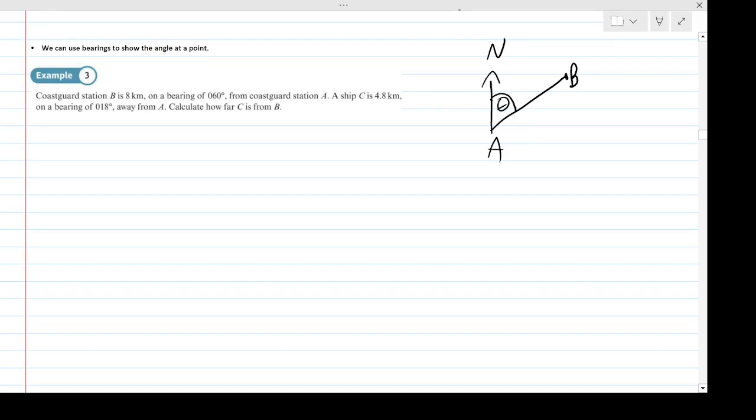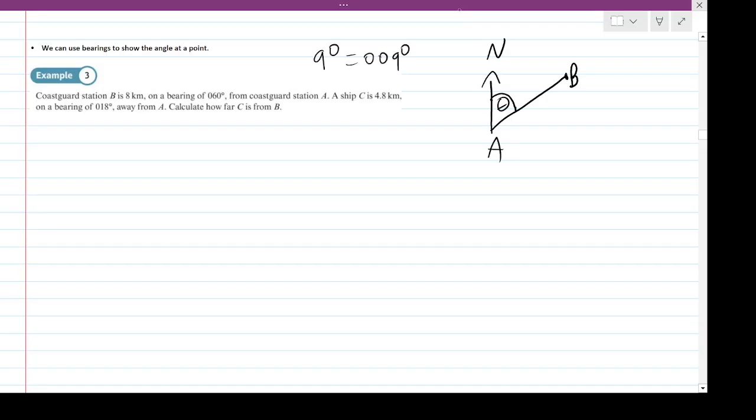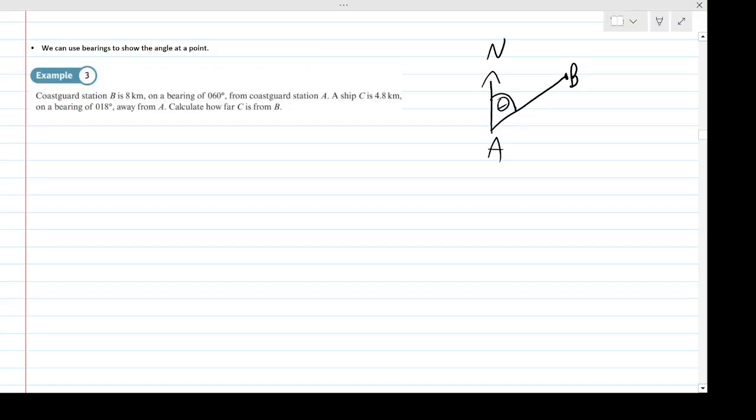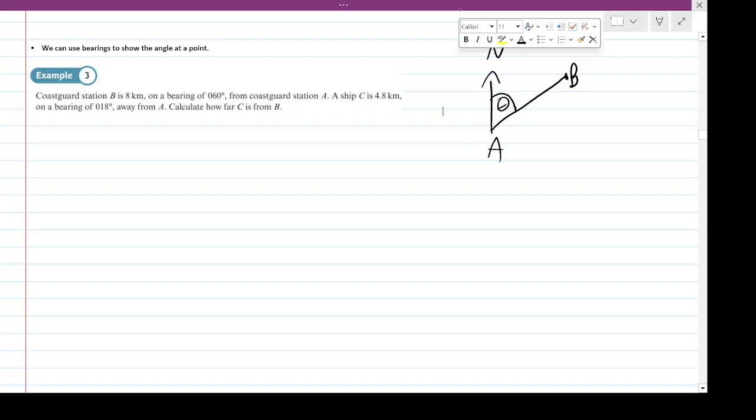The other point is that bearings are always in 3 digits. That's not too troublesome, because hopefully you recognise 060 means 60 degrees, right? But that's the other thing. Bearings are always 3 digits. If there's 2 or 1 digit, like if we had 9 degrees, we would say it's 009 degrees in bearing. But the main idea is, with bearings, you measure from the top and then you rotate, and that's how we denote the angle. With that in mind then, let's sketch the situation.